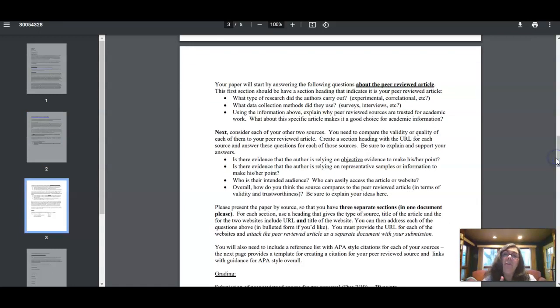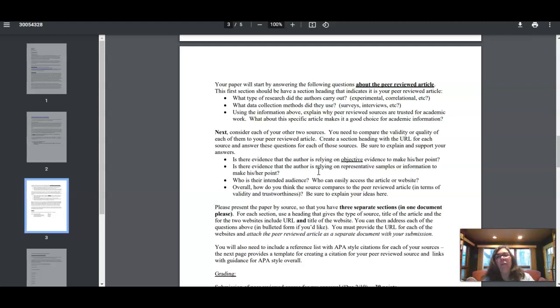And then you have 2 different sets of questions. You have 3 questions you have to answer about your peer-reviewed article, and you have 4 questions you need to answer about each of your 2 websites. You're going to answer your 3 questions about your peer-reviewed article, you're going to answer 4 questions about website 1 and 4 questions about website 2.